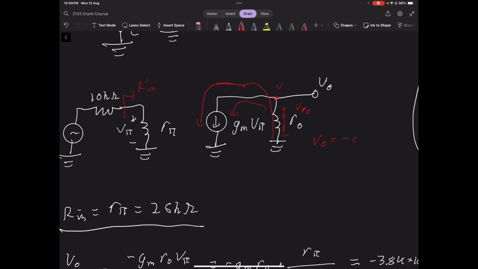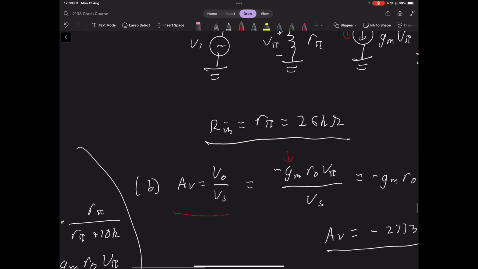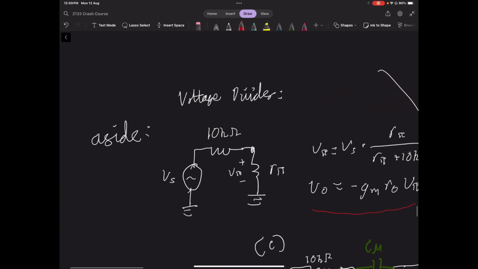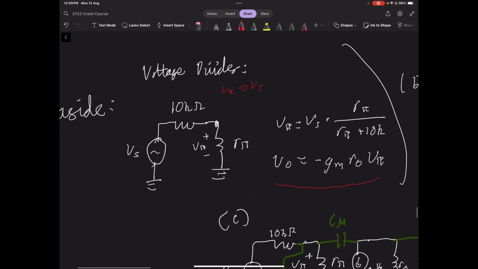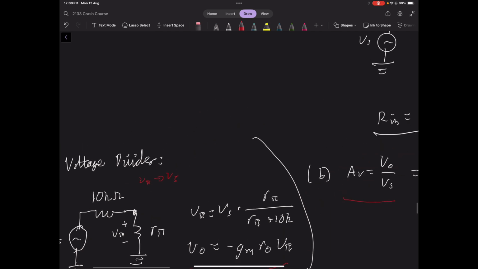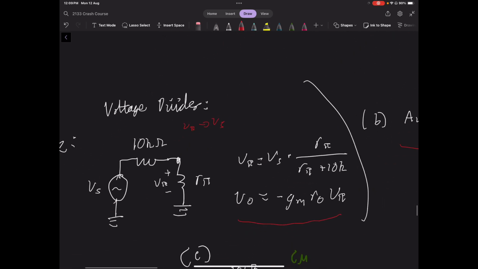We know that the current is gm v pi, and then we times it by the resistance r0. So that is how we make this substitution here, that V out equals gm r0 v pi over Vs, and then we need to find v pi in terms of Vs, and then we can simply substitute that away. We do that pretty easily by looking at the left side of the circuit again. This is what it looks like in context over here, that's pretty clearly just a voltage divider.